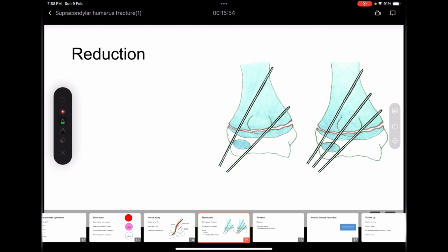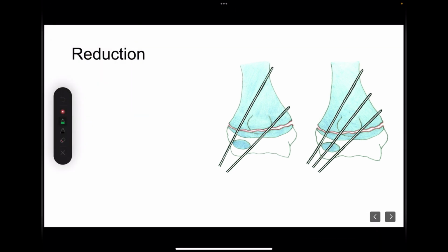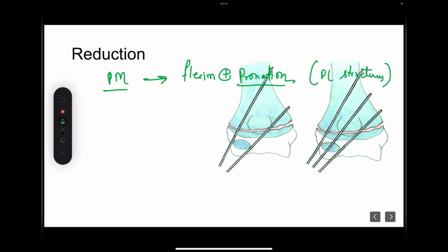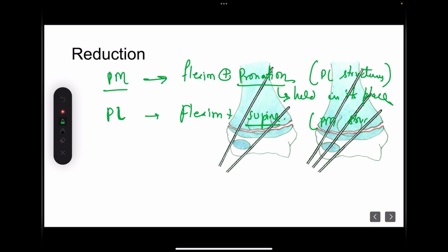Coming to the reduction, we achieve reduction whenever the posteromedial displacement is there. The reduction will be achieved with flexion with pronation. In pronation, the posterolateral structures are tight, so the reduction will be held in its place until we put the pins to hold it. In posterolateral displacement, with flexion you have to keep the forearm in supination, so that the posteromedial structures this time are tight.